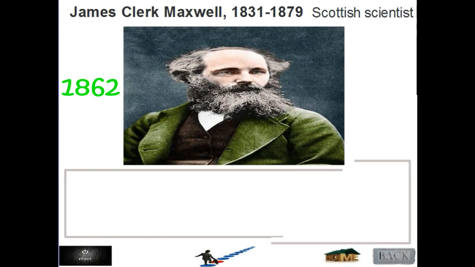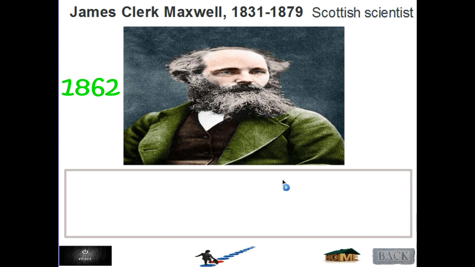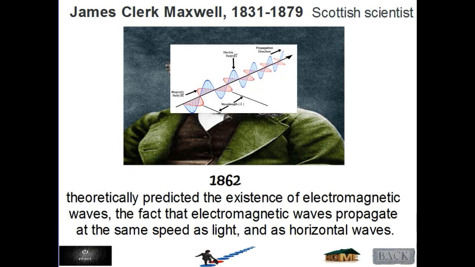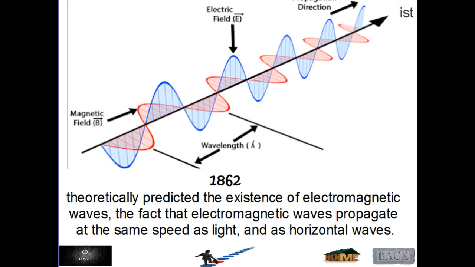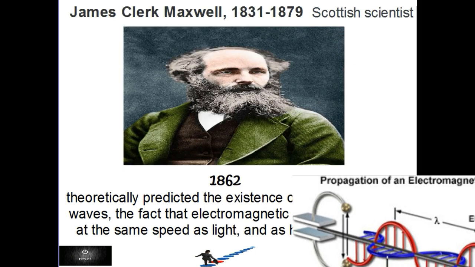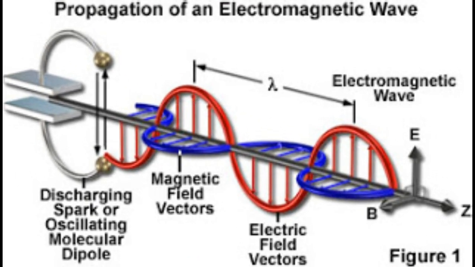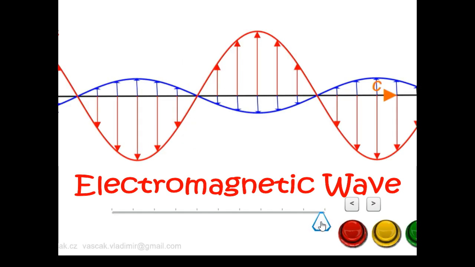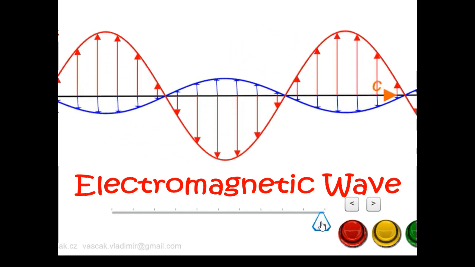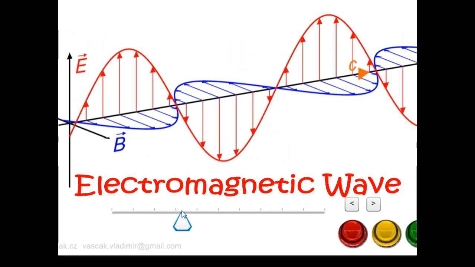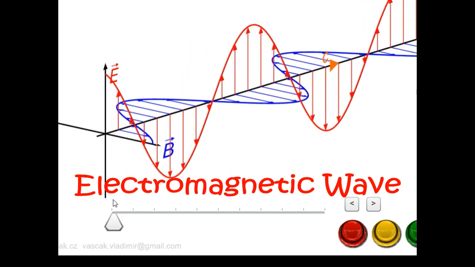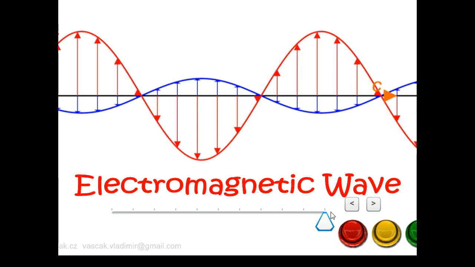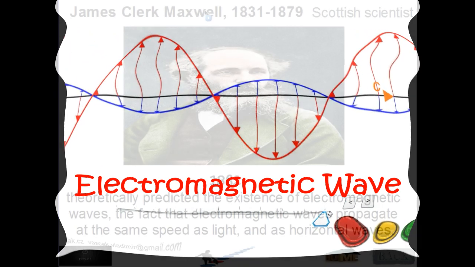In 1862, a Scottish scientist, James Clerk Maxwell, theoretically predicted the existence of electromagnetic waves, the fact that electromagnetic waves propagate at the same speed as light. And this is the electromagnetic wave. The blue one is the magnetic field, while the red is the electric field. We can see it from this position. Here's the propagation to the right now.